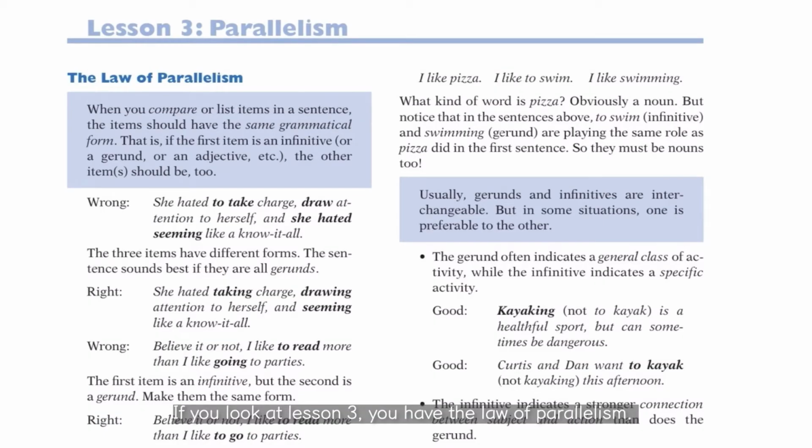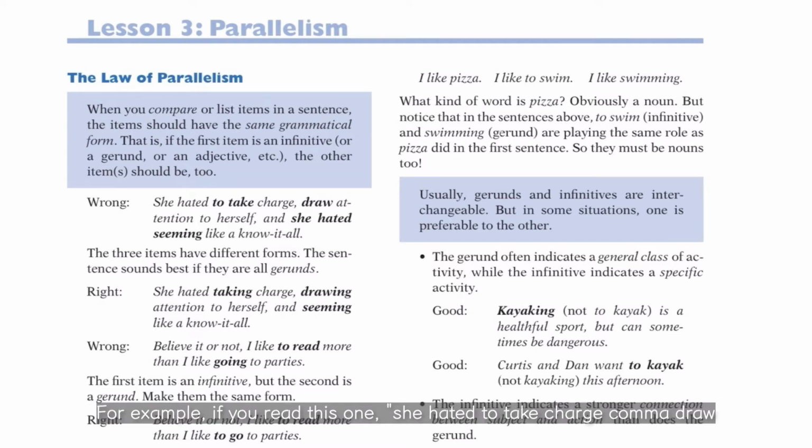Alright, so if you look at lesson 3 and you have the law of parallelism, that's really simple. If you want to make a list of some nouns or gerunds or infinitives, you should arrange the same kind of things.